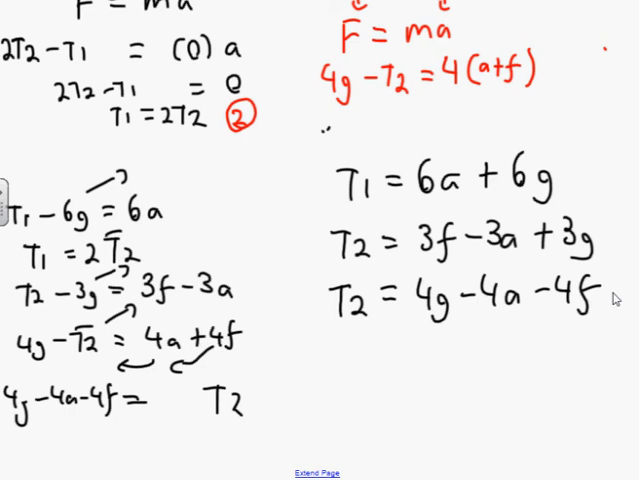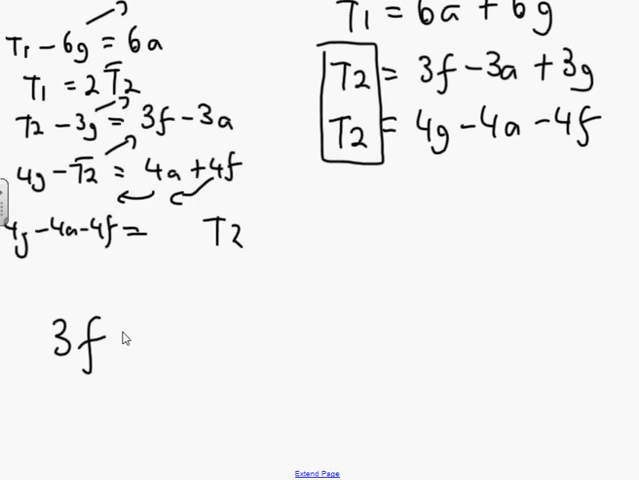Now, okay, here's how I'm going to link them together. I'm going to use the two T2s. I'm going to put them equal to each other. I'm going to get out an equation with just A and F as the variables. Okay, that'll get me one simultaneous equation. So what I'm going to do here is say 3F minus 3A plus 3G equals 4G minus 4A minus 4F. I've eliminated out the T's, which is great.